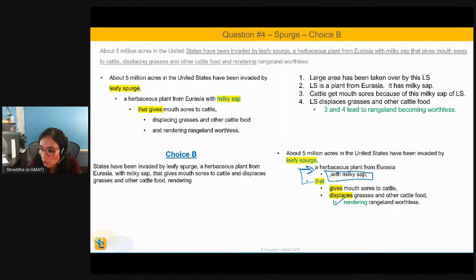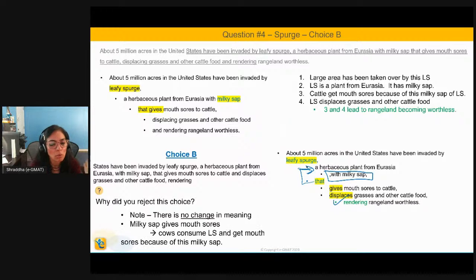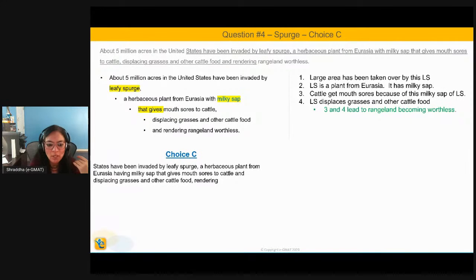Okay, so choice B indeed is the correct answer choice. I again explained this whole thing to you, why it is leafy spurge that gives mouth sores, because milky sap is contained by leafy spurge, and then all the meaning is very, very logical. We did get some responses for choice C, so I'll quickly go over choice C.